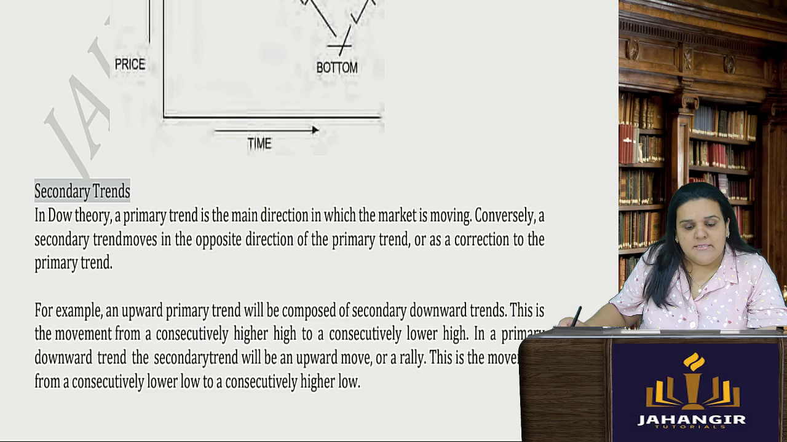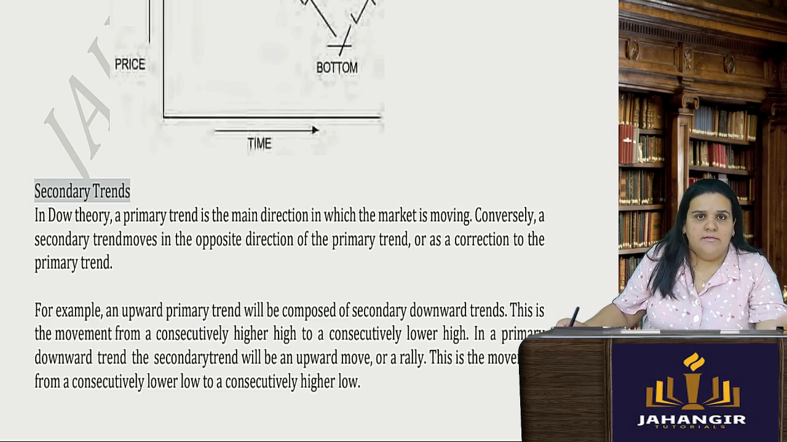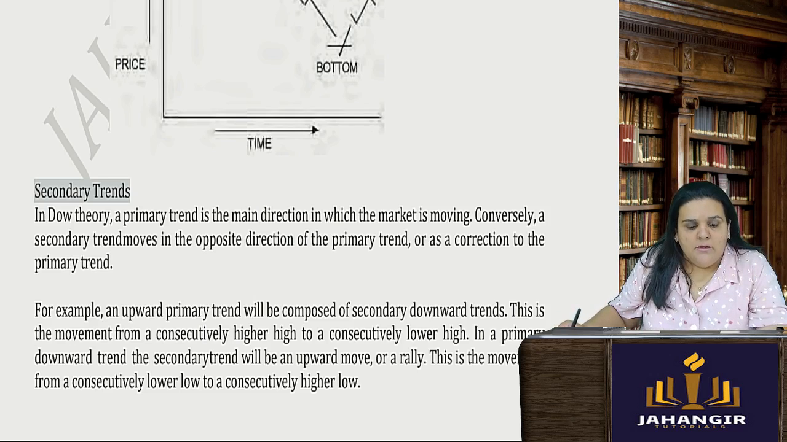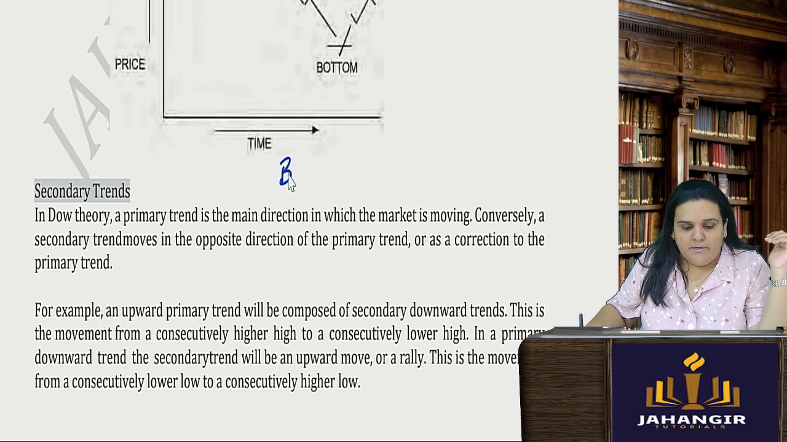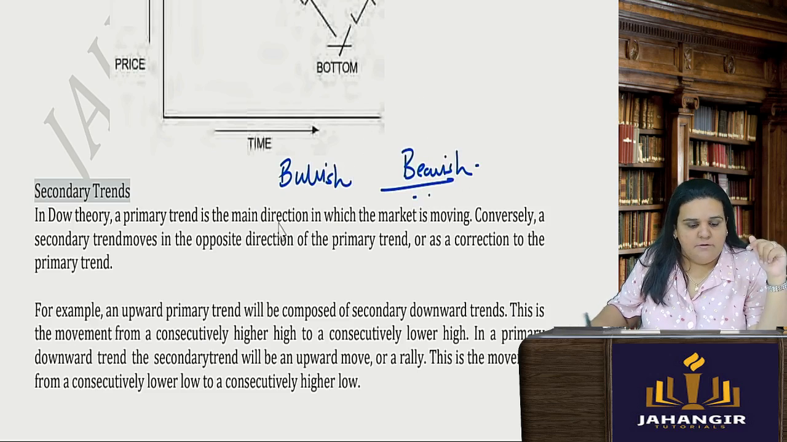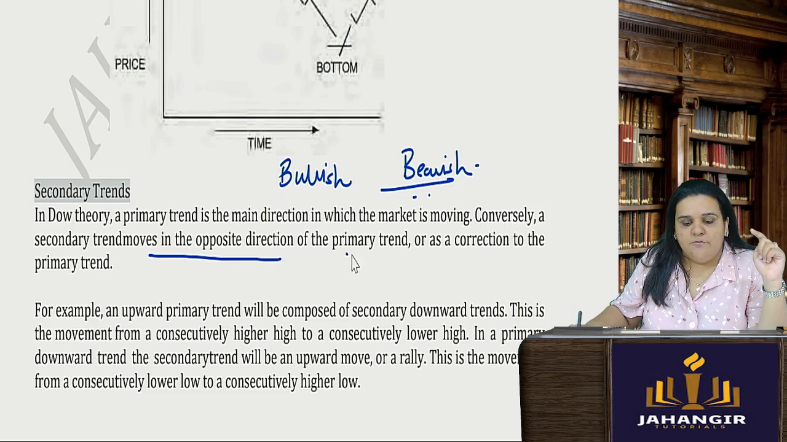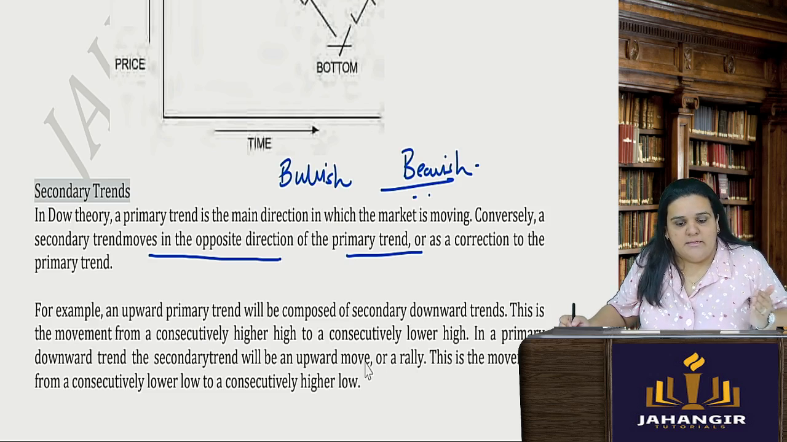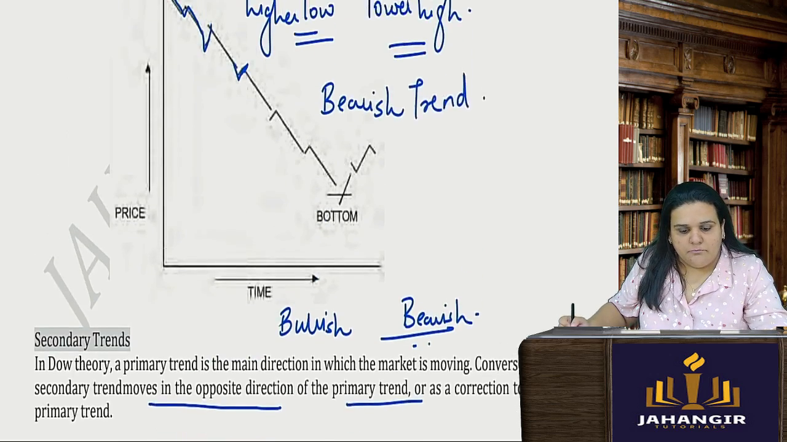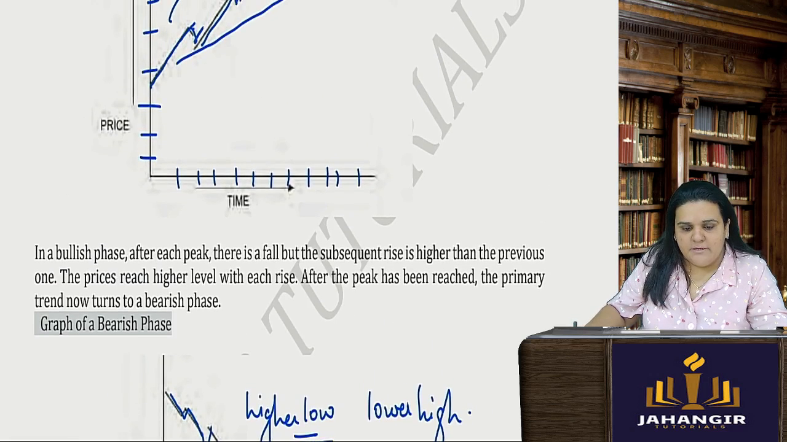Now there are certain secondary trends also which an analyst can look at when looking at the charts. In Dow theory, a primary trend is the main direction. If I tell you that the price is going higher and higher, you will tell me, ma'am, it is a bullish trend, or if it is falling, you will tell me it is a bearish trend. That is the primary trend given by Dow. The secondary trend moves in the opposite direction of the primary trend, where there is a reversal of the trend. While it was rising, it started reversing. It is known as the secondary trend.